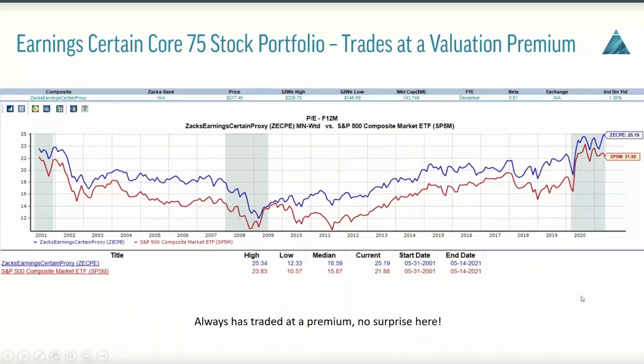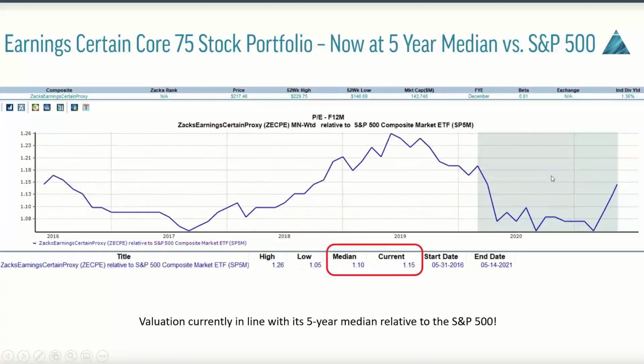Okay, so the idea here is that Earnings Certain stocks, they do trade at a premium. I want everybody to know that. When you do valuation analysis work, it's always a good idea to have the 75 stock names in front of you. That way, when they come up on a screen or they come up in a quant score and you're saying, wow, that looks expensive, there's a reason. You're paying for the quality. They've always traded at a premium. It's no surprise. So the way to look at this is relative to how they're trading relative to their 5-year median versus the S&P 500.